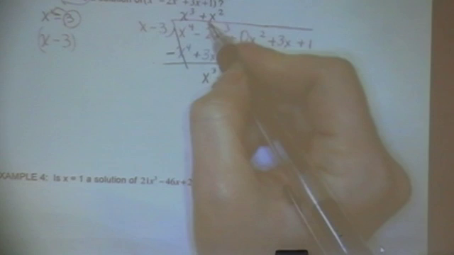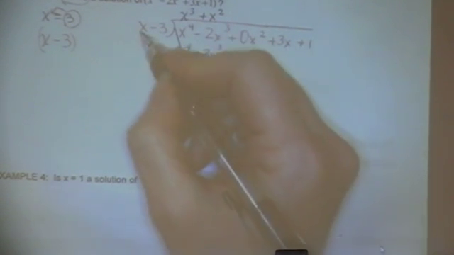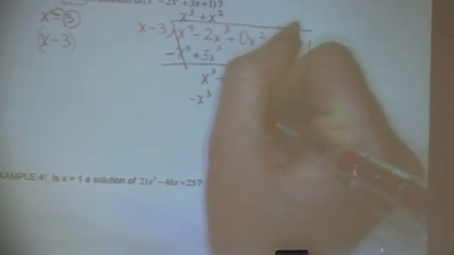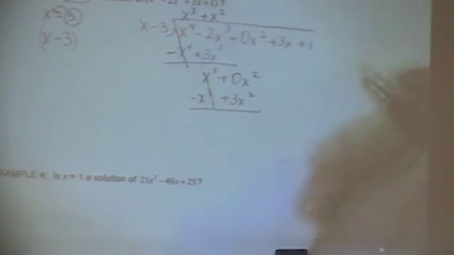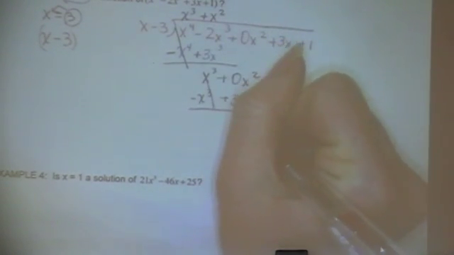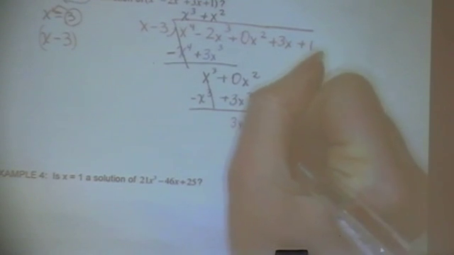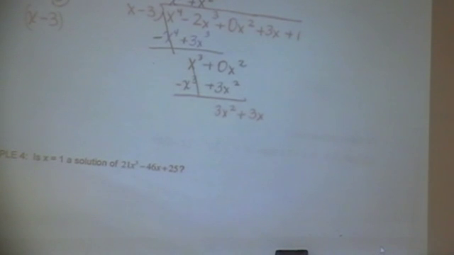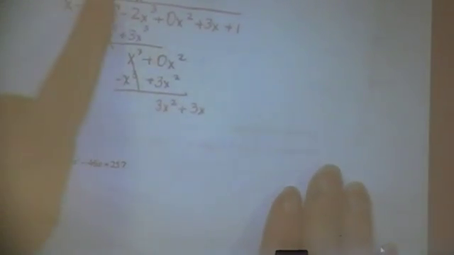Once you've put it up there, the next thing you do is just multiply by all the pieces in the divisor. X squared times x is x to the third. X squared times negative 3 is negative 3x squared. Change the signs on everything underneath and add straight down. And then you start all over again.